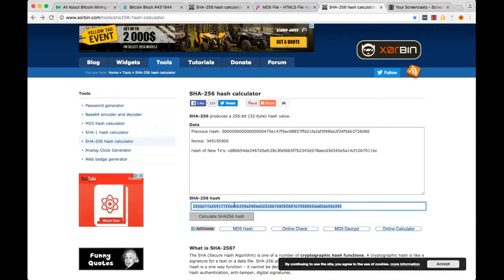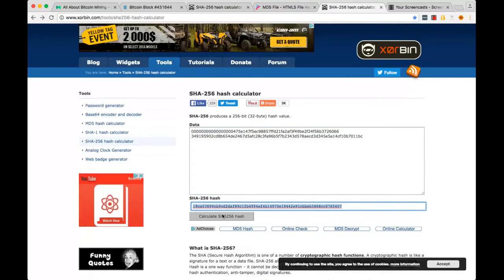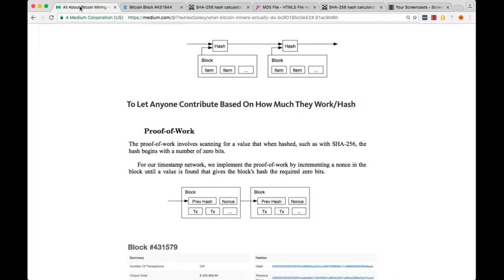If it doesn't start with 17 zeros here, they're going to increment the nonce and do it again. Doesn't have 17 zeros there, they're going to increment it and do it again. And that's all they're doing until they find some magic nonce that creates 17 zeros. Right, that's what they're doing. I'm simplifying here a little bit, but that's the nuts and bolts of it.